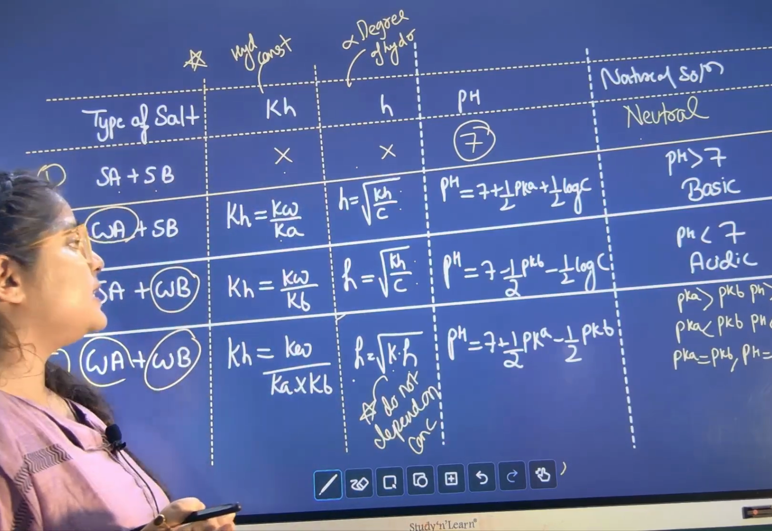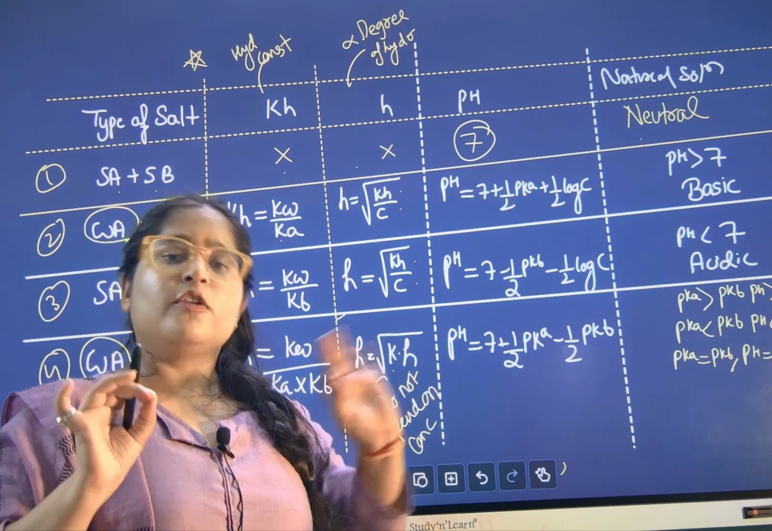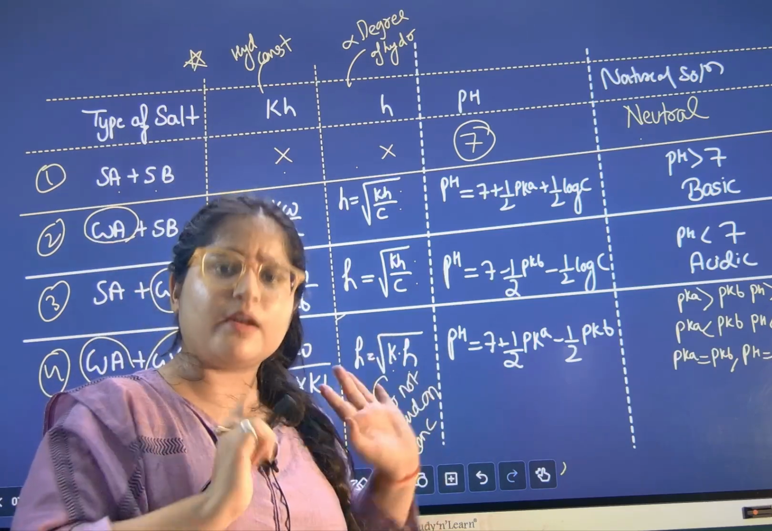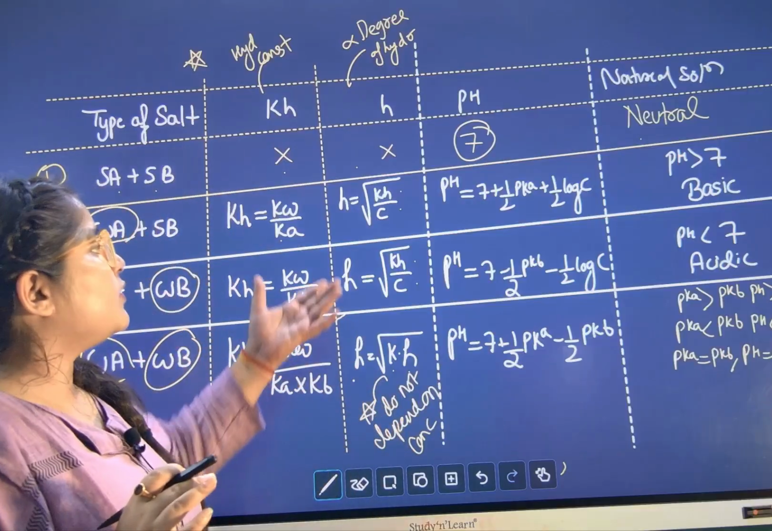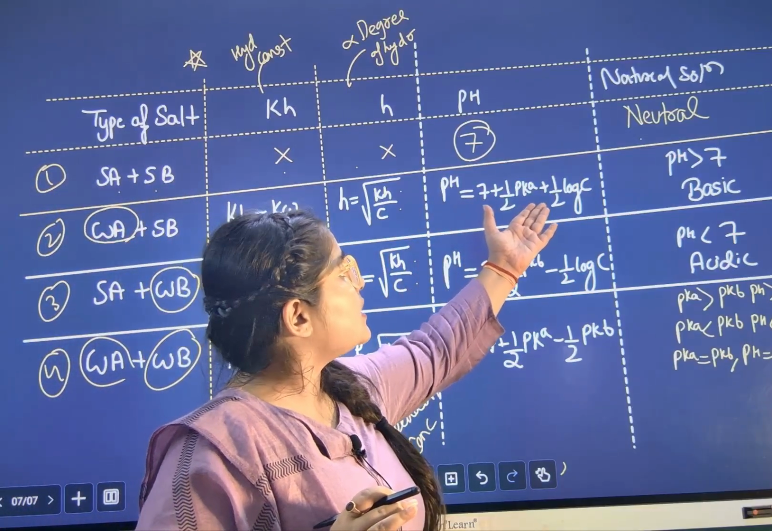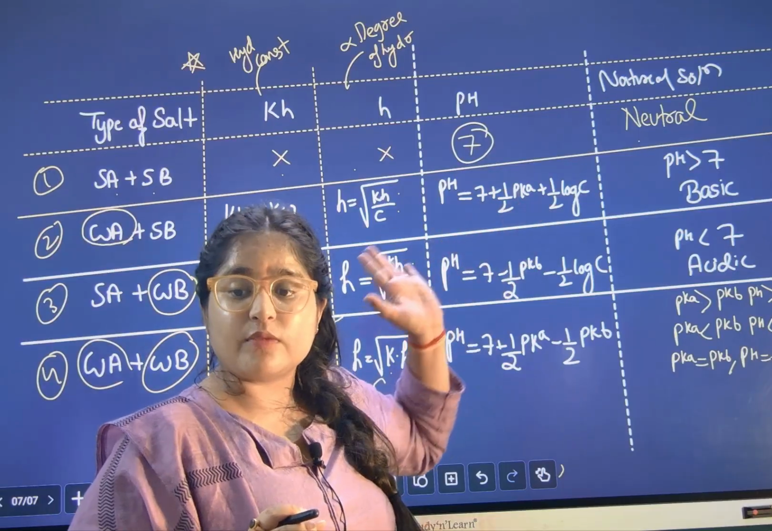When weak acid is there, remember, plus sign we will use in the formula. Weak acid, plus in the formula, and weak acid, so pKa will come in the formula, right? So what will be the formula? 7 plus half pKa plus half log C. Weak acid, so plus, and pKa will come, right?